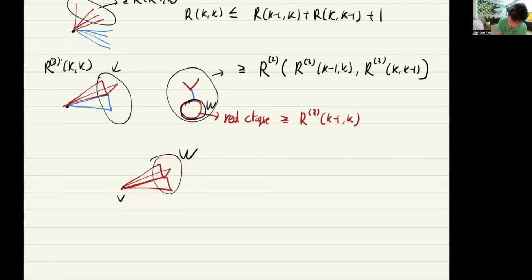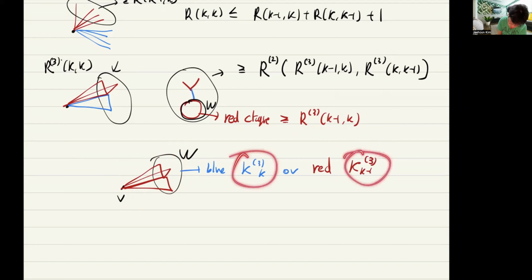And from our choice, this has size bigger than that. That means you can either find the blue K_k, or the red K_{k-1}, and in this case, together with v, we are done. So you get this bound. That's the inductive bound.